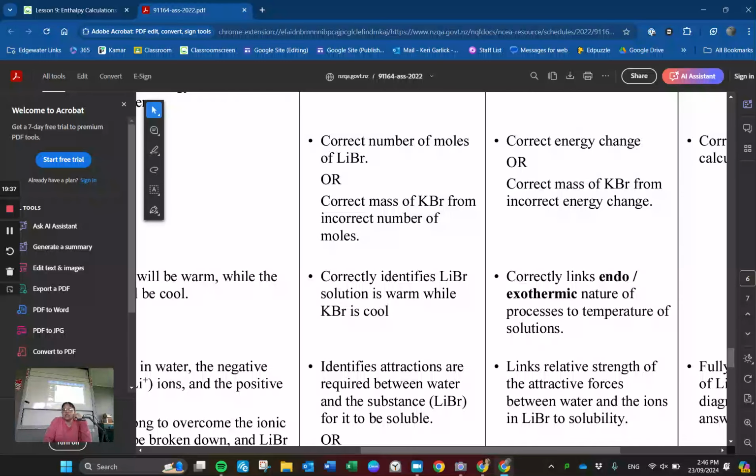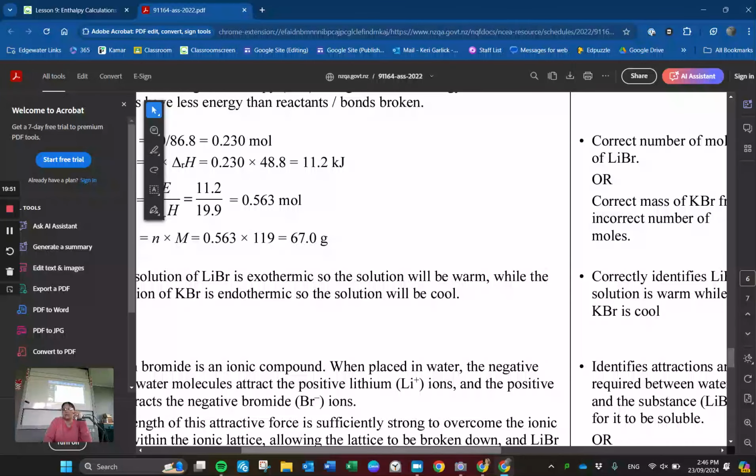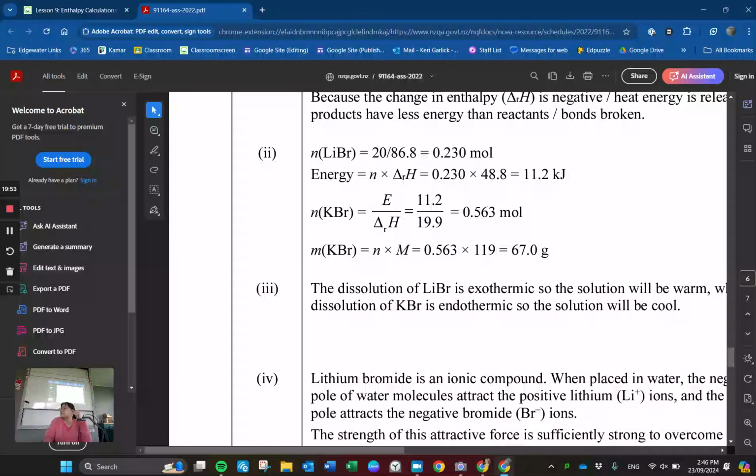This was an achieve point to identify what solution is warm, what solution is cold, but actually looking in the vocabulary, that's what got you the merit. So that's what you're looking at there. It's a strange question, but yeah, just so you know what it looked like.